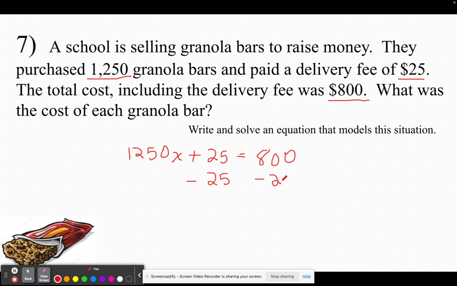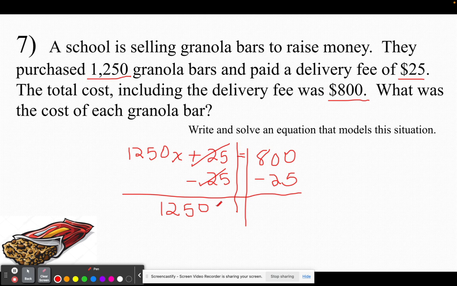I didn't draw my lines down like I normally do. I'm going to do that. My delivery fee cancels out. I'm left with 1,250 times x, or times how many granola bars there are, will equal 775. These are pretty cheap granola bars. They're going to be less than $1 each.